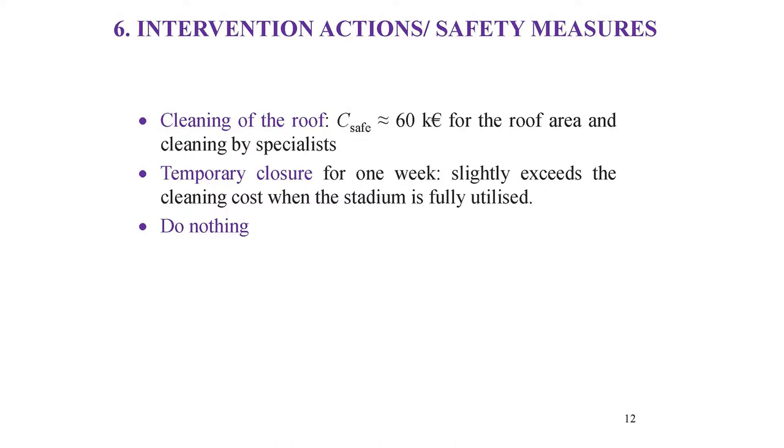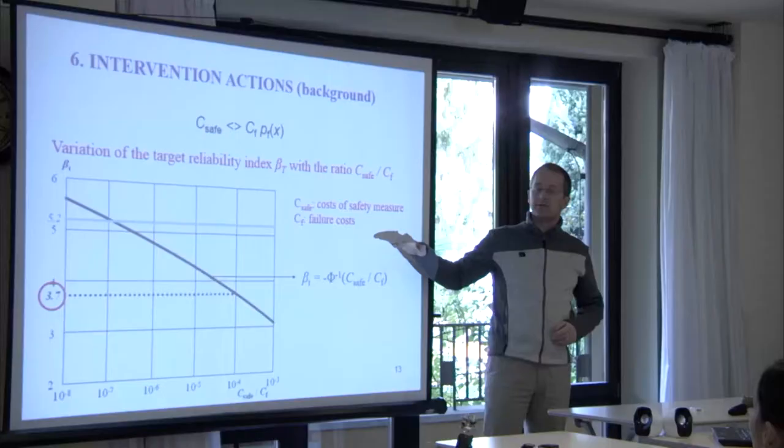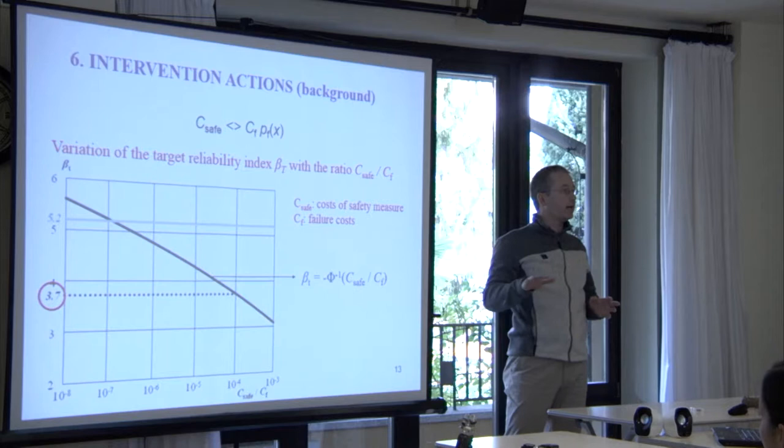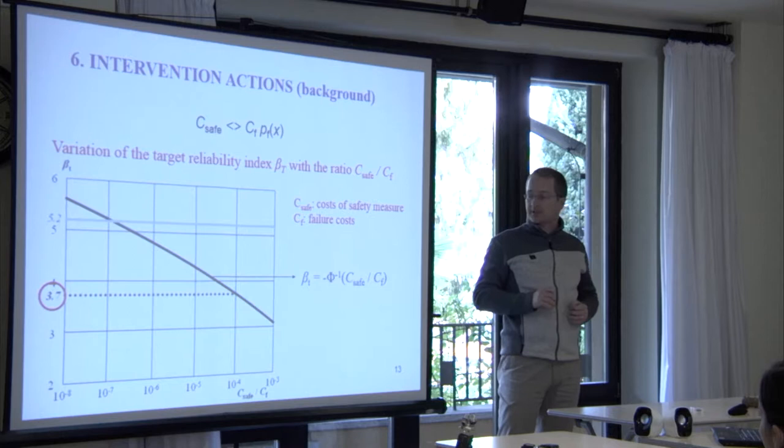So we did some analysis of costs, which was relatively easy. What is very interesting in this study, I think, is to define the threshold. So you have online measurement of snow load in some way, and you have to decide when the situation is, let's say, so dangerous that you should do something. So we did this on the basis of very simple cost-benefit analysis.